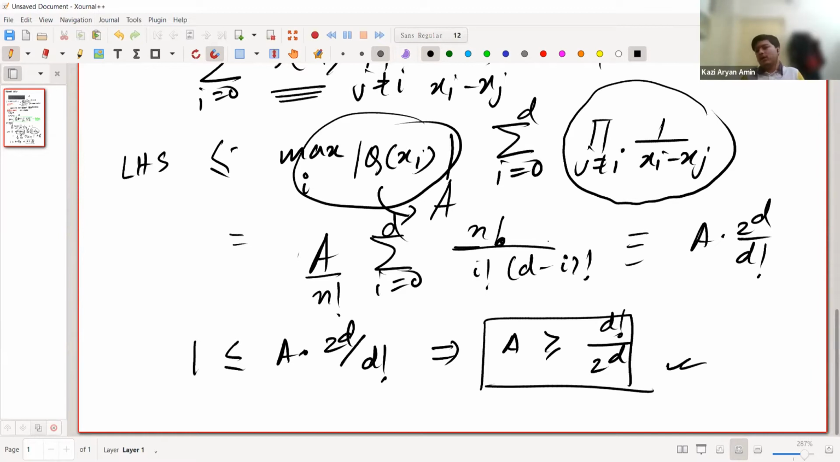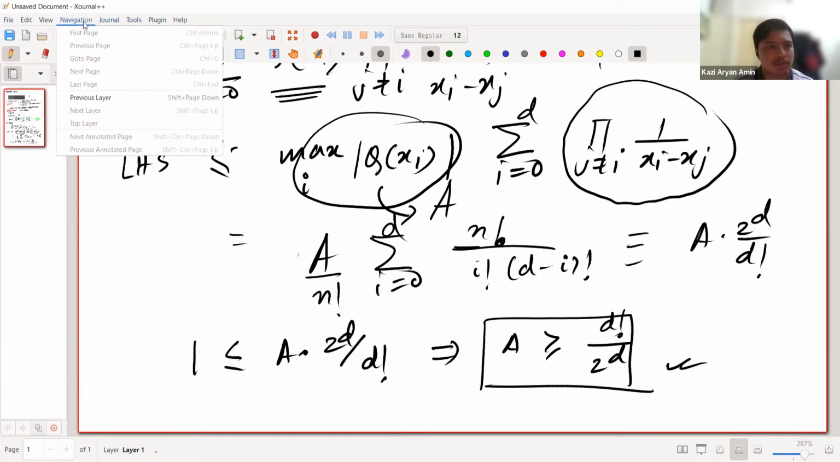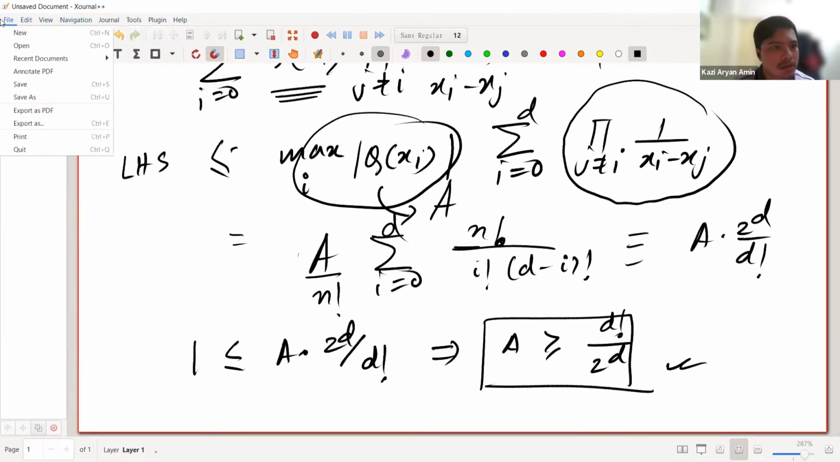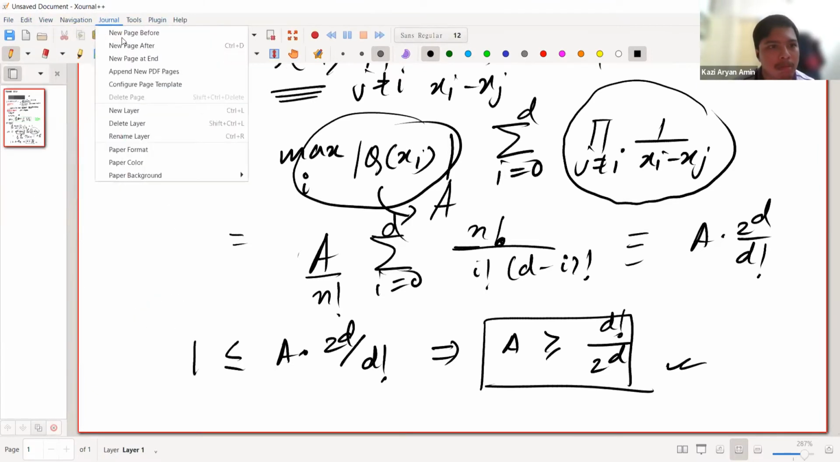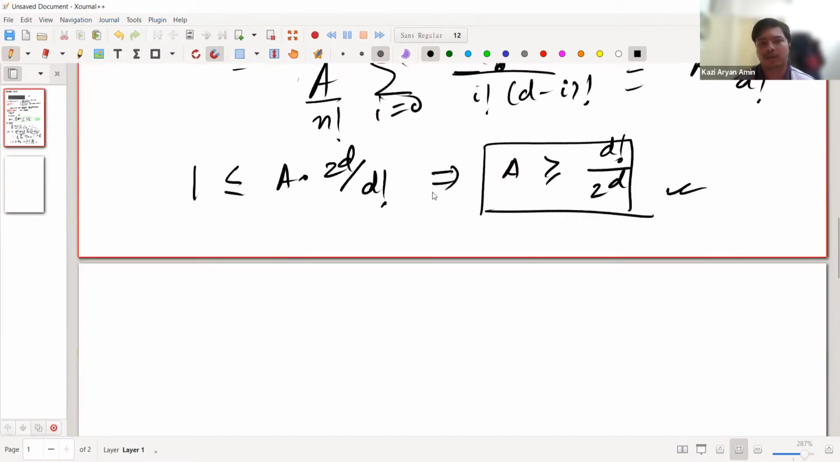So what does this thing tell you? We started with a monic polynomial q, we interpolated it at any d plus 1 integer points, and we found that the maximum value of the polynomial at those d plus 1 points is at least d factorial by 2 to the power d, right? This is true for any monic polynomial, and this is the lemma I was talking about. It is incredibly important to keep in mind. So now we wanted to prove that.